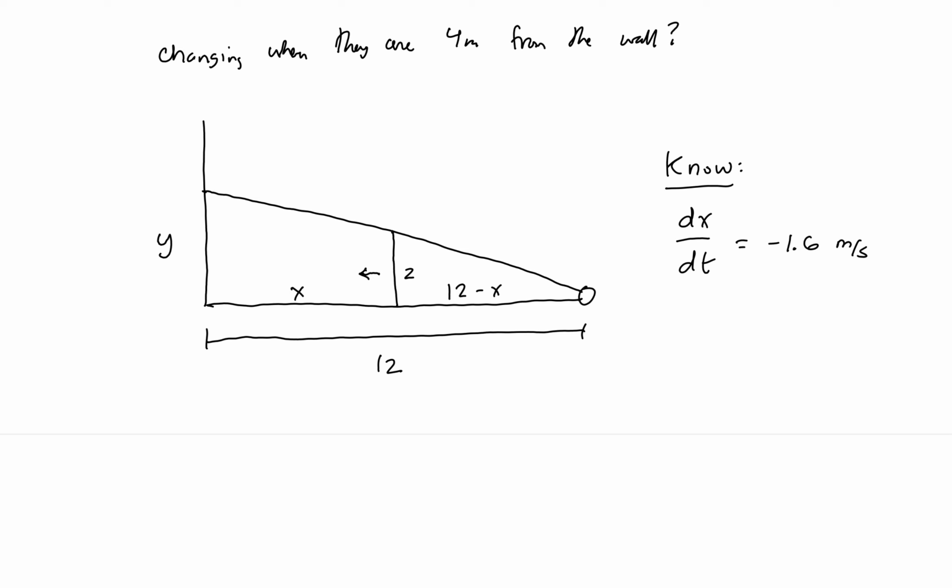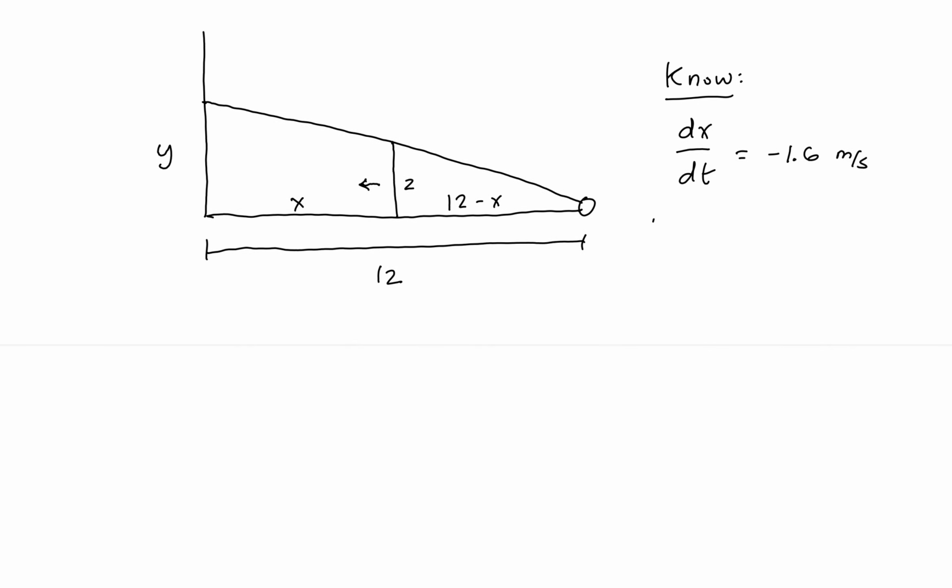And where does that negative sign come from? Well, when we're thinking of the sign of the derivative, we know positive means increasing and negative means decreasing. And if we look at x, as the person walks towards the wall, that's getting smaller, so we're going to put that as negative. And what do we want? We want dy dt when x is equal to 4.